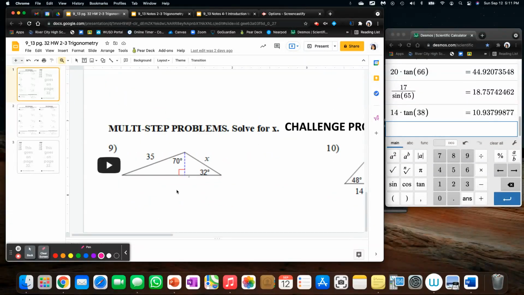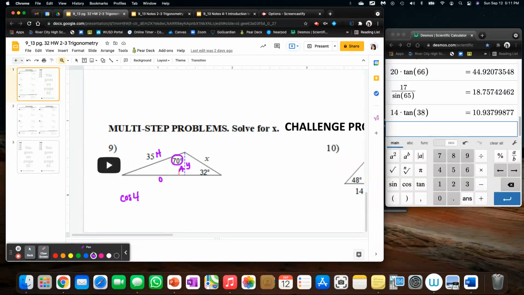All right, then this last one, this is a challenge problem. We're solving for x, so this is actually going to be a two-step problem. So first thing we're going to do is solve for this dotted line, the shared side. So circling my reference angle, this is my hypotenuse. This side we'll call y. This is my adjacent. This is opposite. To solve for y, that's adjacent and hypotenuse, I'm going to use cosine.